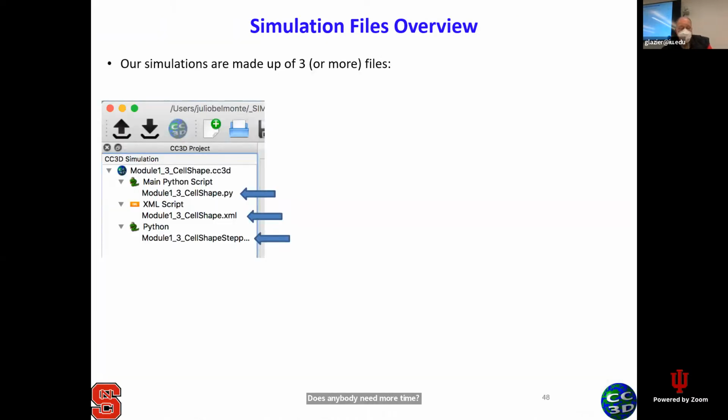Okay. So now we're going to talk about what's inside of the simulation. The simulations are made up of 3 or more files, typically. Sometimes there'll be only 2. Sometimes there'll be more. But the default simulation structure that we built will have 3 files. And this is both a strength and a bit of a weakness of CompuCell.